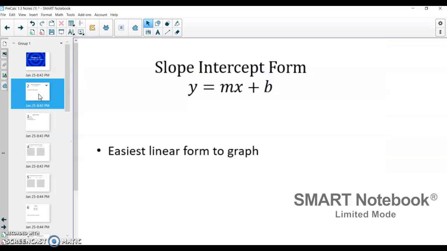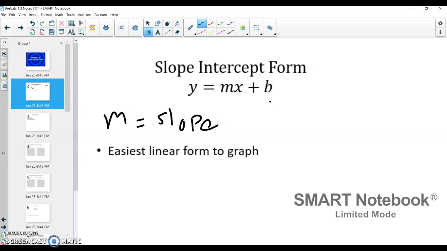First thing, take notes on it, is slope-intercept form, y equals mx plus b. This is the case where m is your slope and b is your y-intercept. We'll see how we use that slope and that y-intercept when we're asked to graph these.